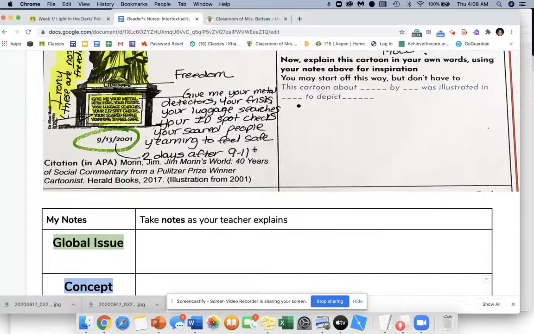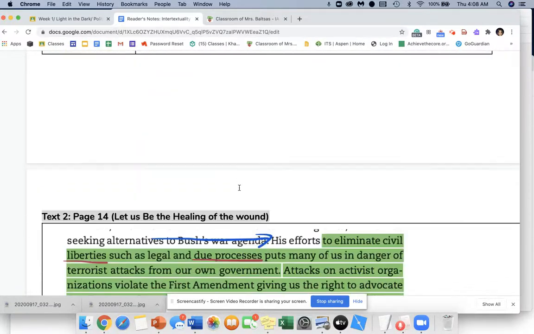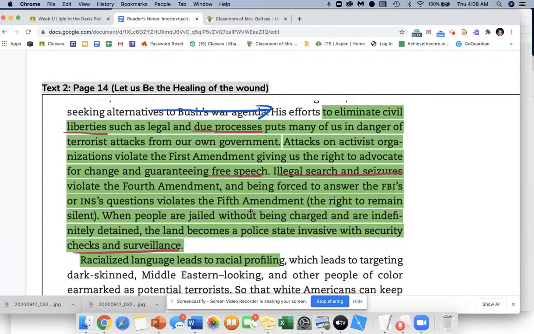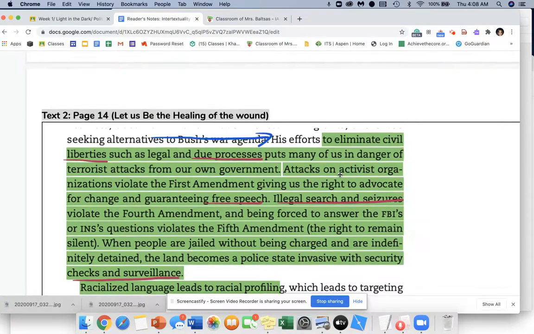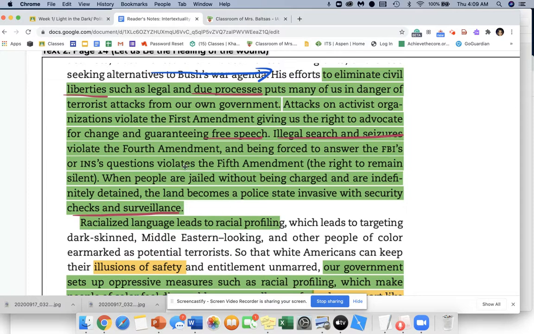I'm going to go back up here in this political cartoon. Okay. All right. So free speech, illegal searches and seizures. Okay, this one is more directly implied. The searches and seizures over here, as you can see, your luggage searches, right? That's what's there. They violate the Fourth Amendment, and being forced to answer the FBI's or INS's questions violates the Fifth Amendment, the right to remain silent.